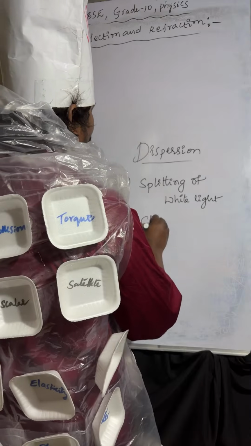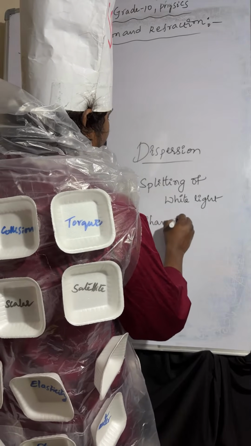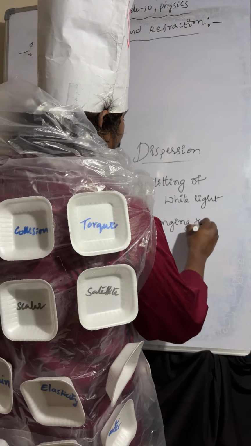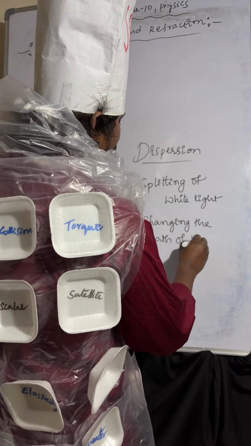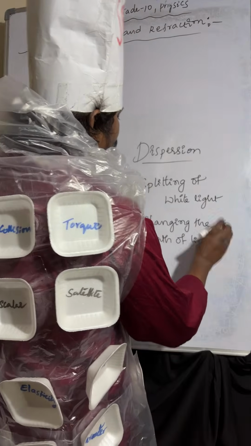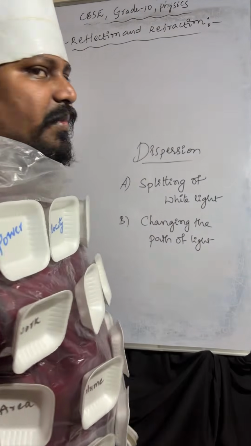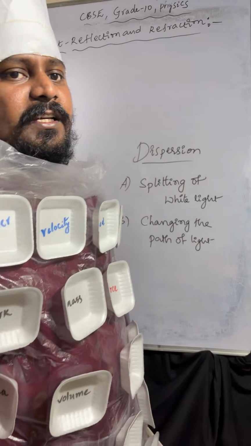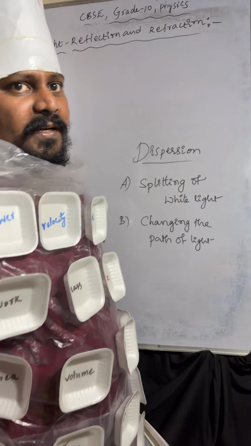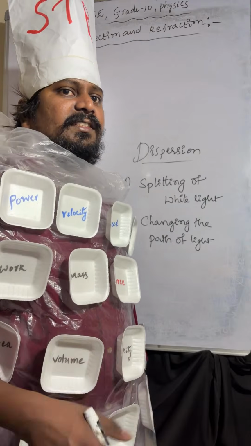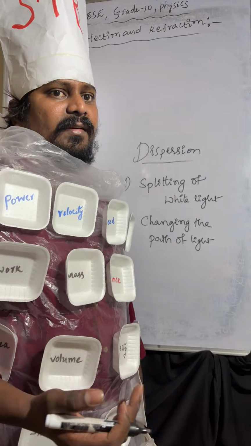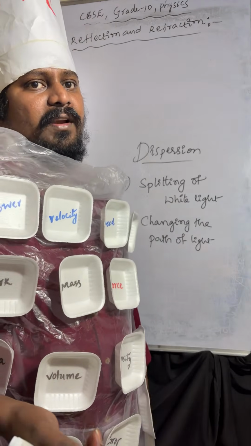Or changing the path of light when it is moving from one medium to another medium. So what is the meaning of dispersion? Dispersion means splitting of white light into 7 colors or changing the path of the light when it is passing from one medium to another medium.